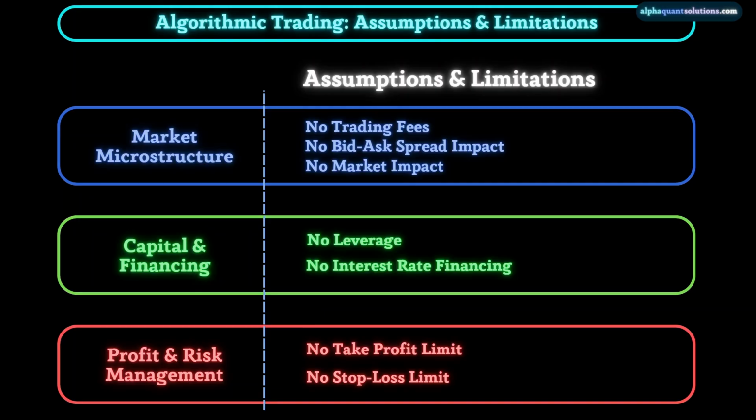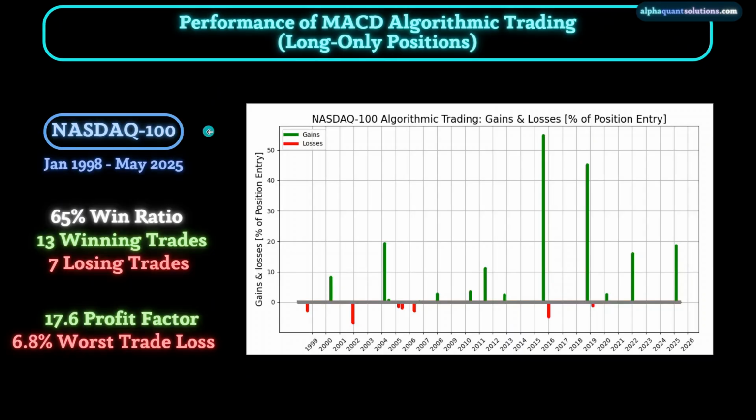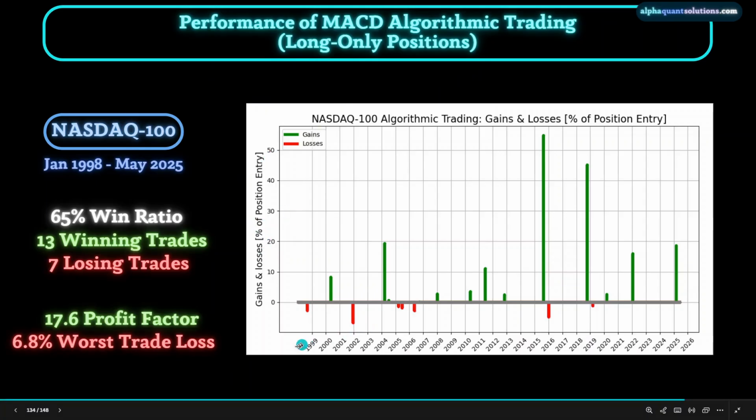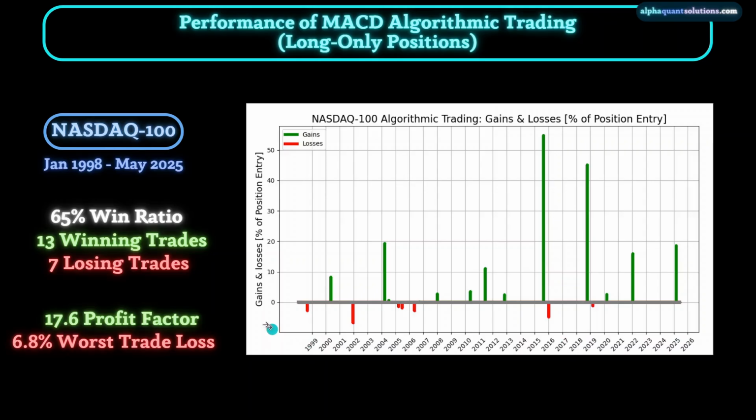Finally, from a profit and risk management perspective, we do not include any take profit limits or stop loss limits. So here are the results when applied to the Nasdaq-100 from January 98 until May 25. And so this is for our MACD with long-only positions. So what do we see in this graph? We have on the x-axis time in years, and on the y-axis, the gains and losses as a percentage of position entry. So when you see a green bar, it means the trade was successful. It's a winning trade. And when you see a red bar, it's a losing trade.